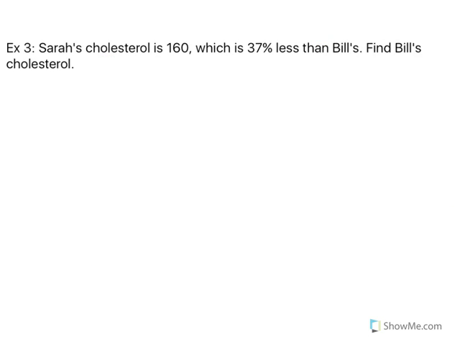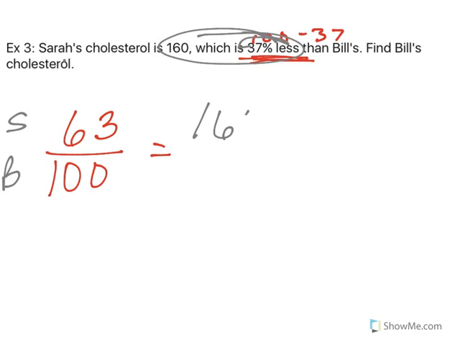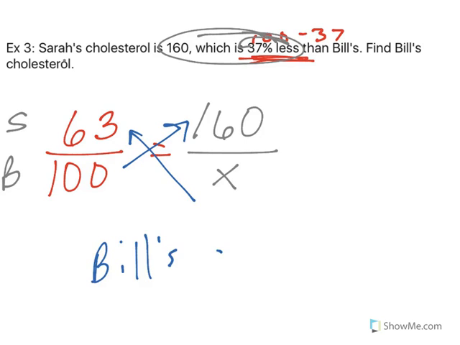Example 3. Sarah's cholesterol is 160, which is 37% less than Bill's. Find Bill's cholesterol. Okay, again, I go to my percent. 37% less. My reference is 100. Less means take away. That gives me 63. Now let's go back. Sarah's cholesterol is 160, which is 37% less. That means Sarah's is less. Bill has a higher cholesterol. So Sarah's 160, Bill is X. I cross multiply and divide to solve my proportion, and Bill's cholesterol is 254, which is high. Bill, go get your cholesterol checked.